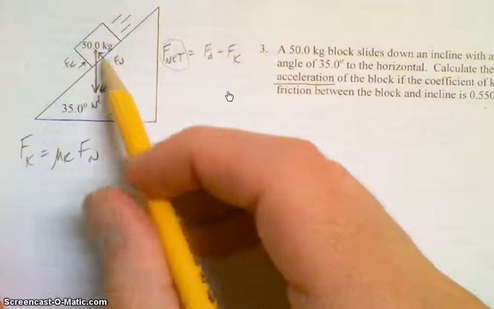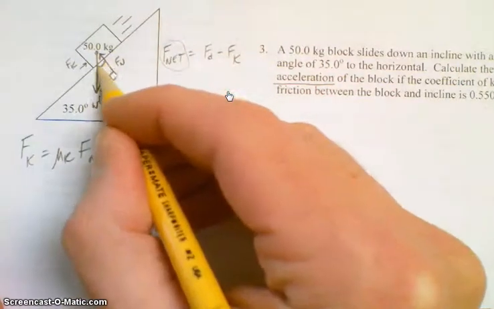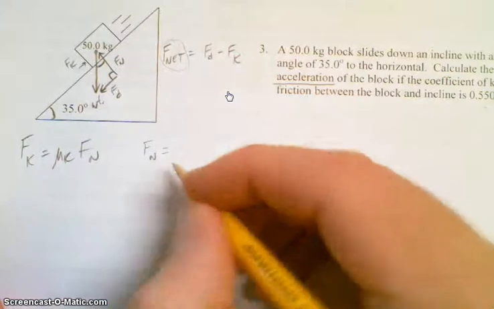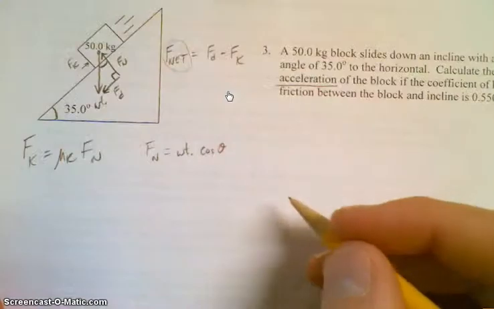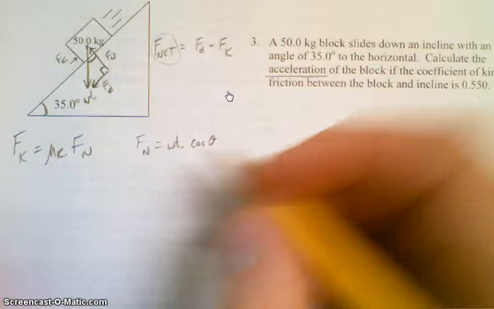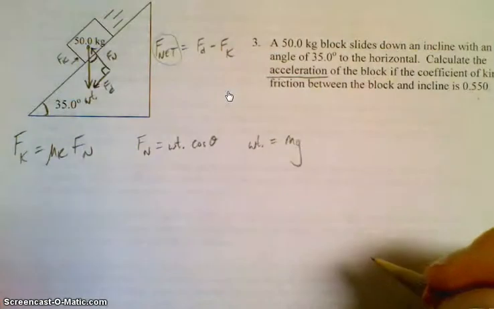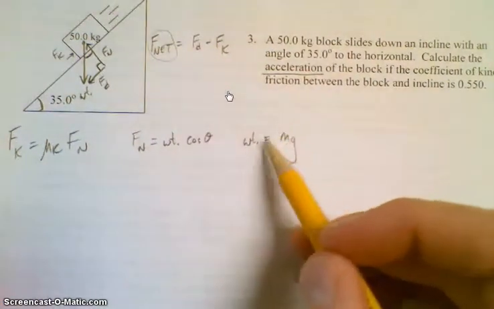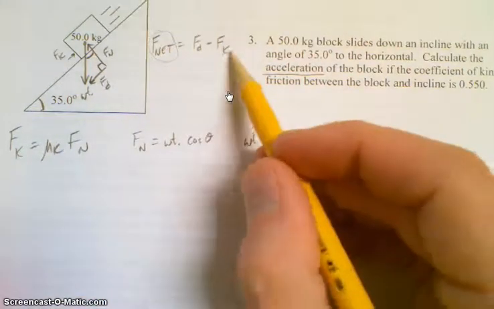So I need to solve for Fn. Fn is the same as it's always been. It's going to be the adjacent side of this angle, so it's going to be the weight times the cosine of theta. Well, I don't know what the weight is. The weight is equal to mass times gravitational acceleration. So I can solve for weight, solve for Fn, solve for Fk. Perfect, that takes care of that term.